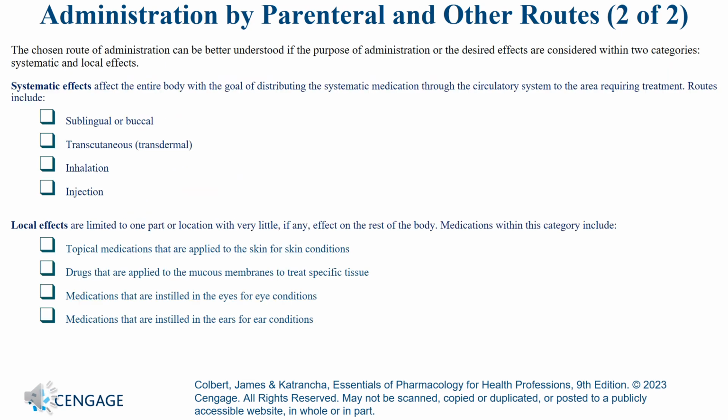The chosen route of administration can be better understood if the purpose of administration or the desired effects are considered within the 2 categories, systemic and local effects. First, let's talk about the systemic effects, which affect the entire body with the goal of distributing the systemic medication through the circulatory system to the areas requiring treatment. Those routes are sublingual or buccal, transcutaneous, which is transdermal, inhalation, or injection.